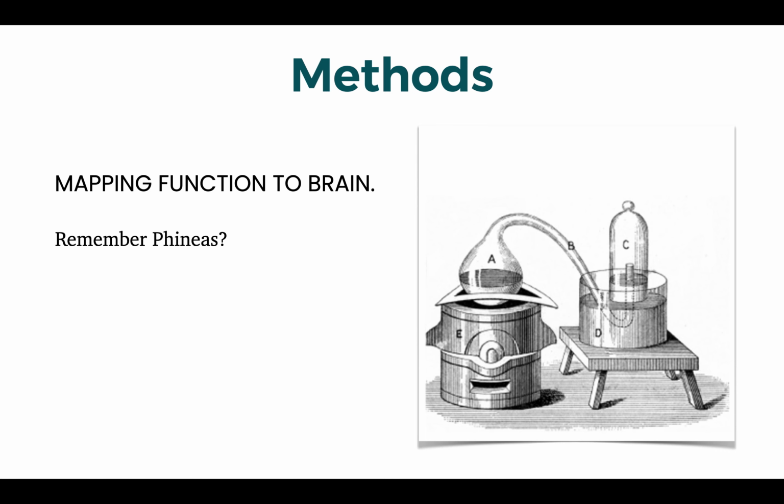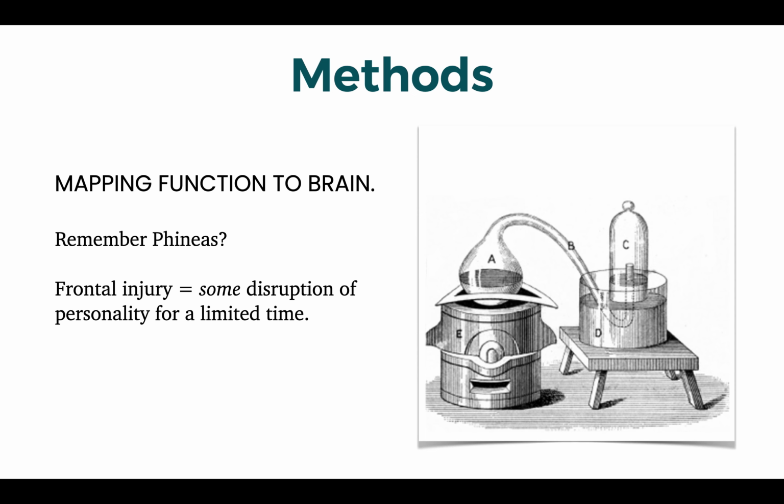If you remember Phineas, we just talked about him in the last video. He had a frontal injury, and that resulted in some disruption of personality for a limited amount of time. I told you that popular culture made it seem like his personality was destroyed with his frontal injury. But really, you saw some personality changes for a small period of time right after the injury, and then some more when he started having seizures toward the end of his life. But it was not an overall complete personality change.